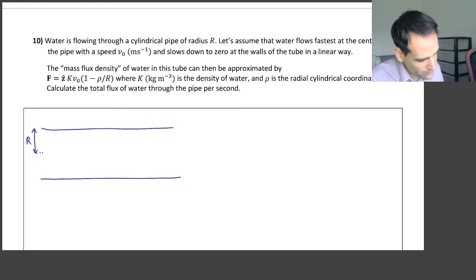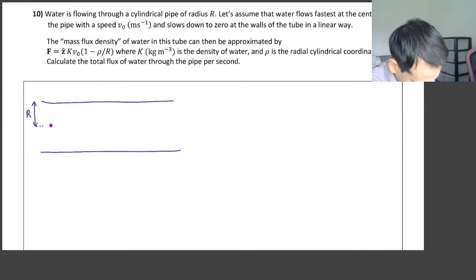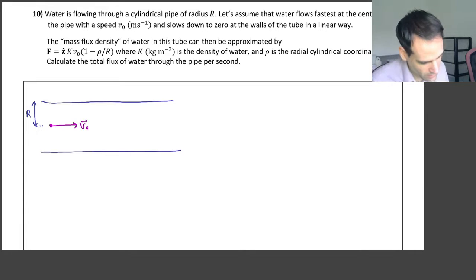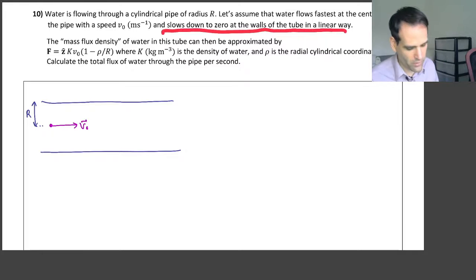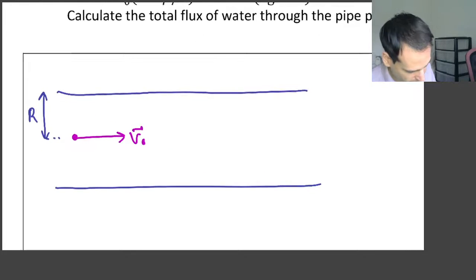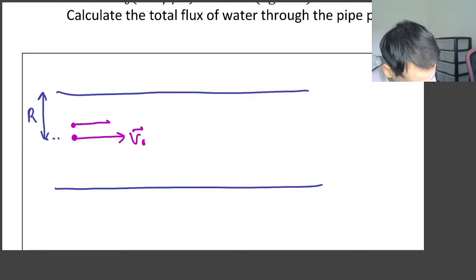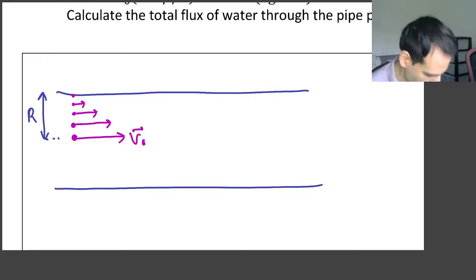Let's assume that water flows fastest at the center of the pipe with a speed v0. So I can draw the speed of water is v0 at the center. And it slows down to 0 at the walls of the tube in a linear way. And what I mean by that is that the velocity of the water is going down linearly until it reaches 0 at the wall. Okay?